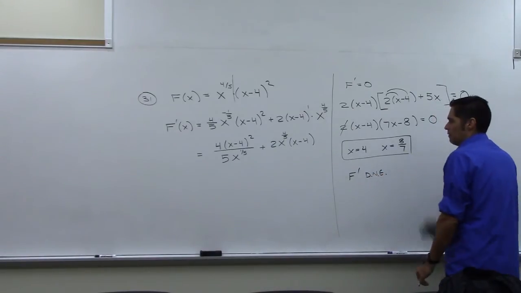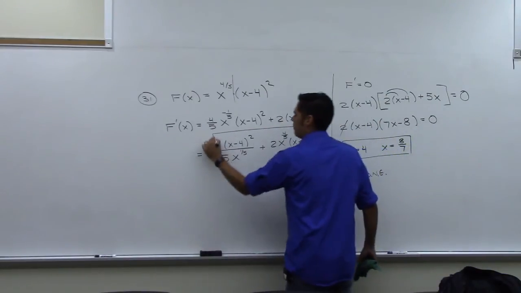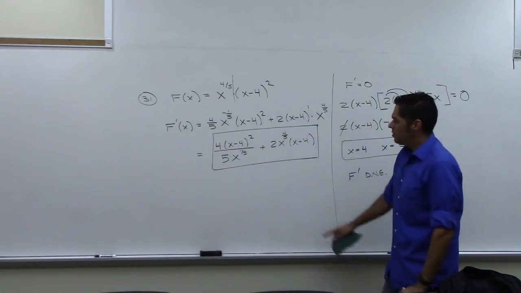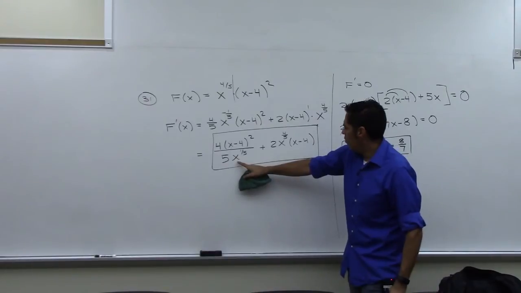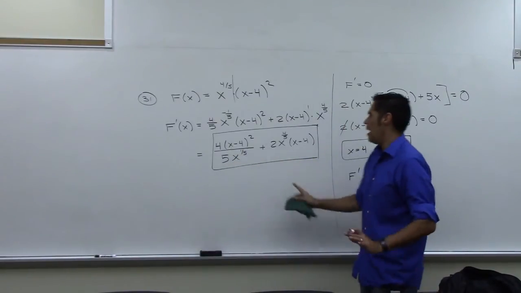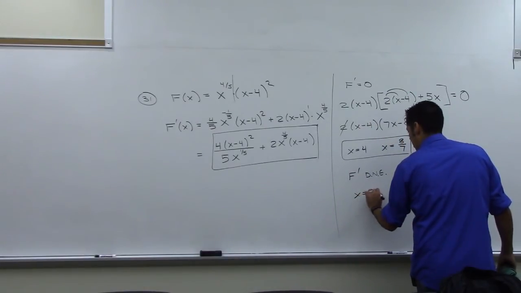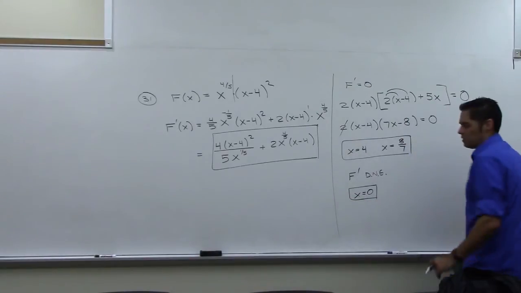Now I still need to figure out where the derivative might not exist or where it's undefined. And for this problem, we actually do have an issue. If we go back and look at the derivative, you can see that at 0, if I plug 0 in here, I'm going to get division by 0. And that's a bad thing.